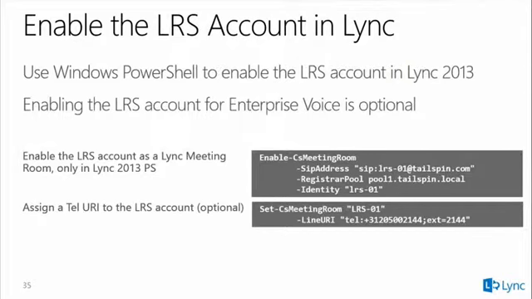So when you're doing that step, as I say, it's optional to give it a tel URI that can let the system receive calls from the outside world. And if it is Enterprise Voice enabled, it can allow it to place calls to the outside world and send the correct caller ID.